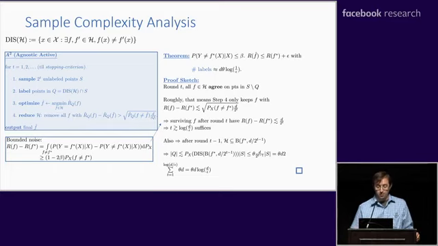Okay, so if you just sum up over those log d over epsilon rounds, you're going to get roughly theta times d log d over epsilon as your total number of queries. Okay, so that was the bounded noise case.